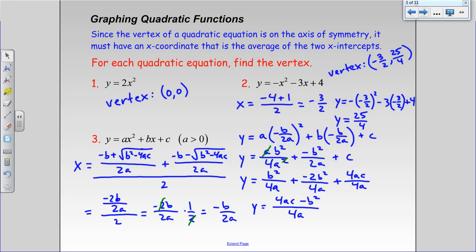So the coordinates of the vertex of a parabola that has an equation written in standard form will always be negative b over 2a and 4ac minus b squared over 4a.